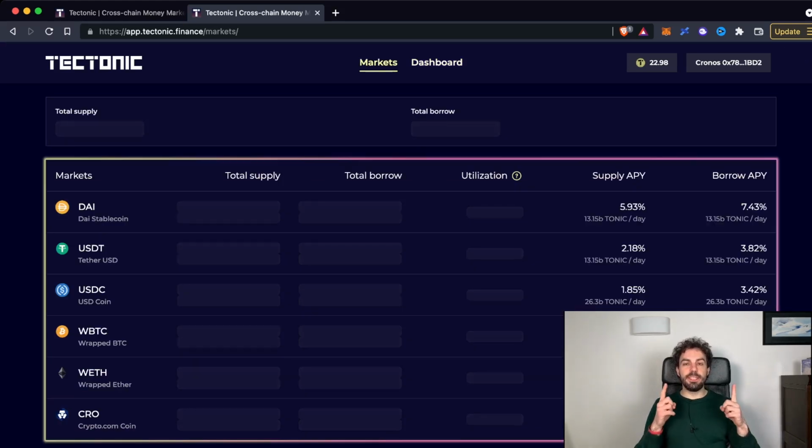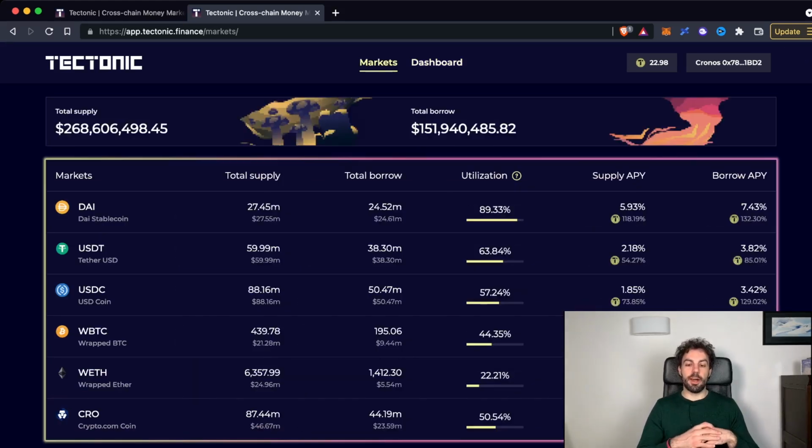So guys, this is how the Tectonic platform works. If you like this kind of platform, I suggest you use it right now, because these incredible APYs that are really enabling you to be paid to borrow some assets will not last long. Right now they are literally insane, because they are going up to 260% APY for borrowing CRO in this case, and this is a really insane amount. So take advantage of this right now.